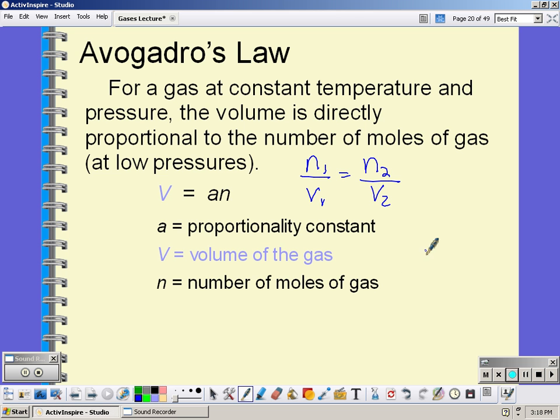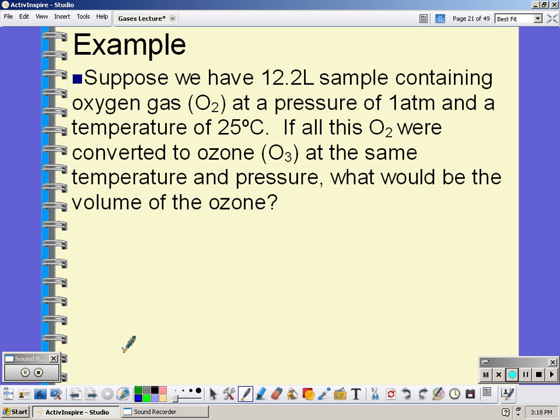Alright, so suppose we have a 12.2 liter sample containing oxygen gas at a pressure of 1 atm and a temperature of 25 degrees Celsius. If all of the oxygen was converted to ozone, which is O3, at the same temperature and pressure, what would be the volume of ozone? So if we set up a reaction here, we have oxygen being converted to O3, ozone. So we would have to balance it.